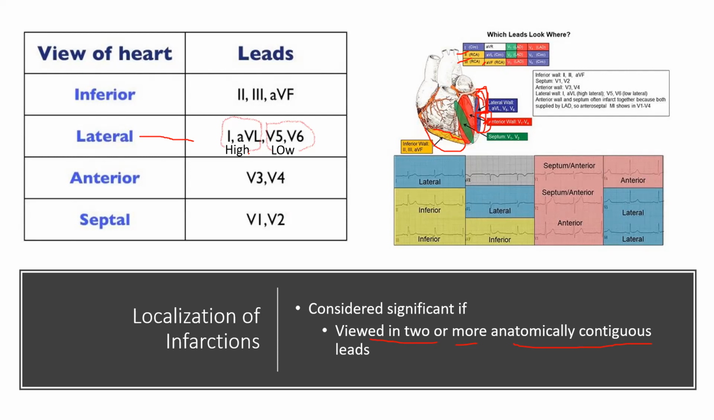So if I had ST elevation in V5 and ST elevation in V6, is this significant? Yes, it is. They are contiguous. So that is what it means that there is going to be significant ST elevation if your ST elevation is viewed in 2 or more anatomically contiguous leads.